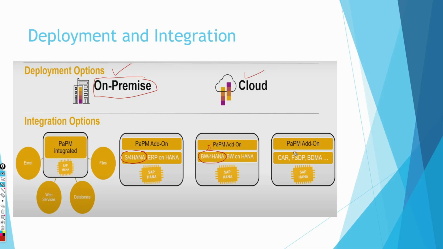Third is FSDP, Financial Risk Data Platform. This is for banking and insurance clients. The data model of those banking and insurance clients is separate, so you can install industry-specific PAPM on top of that. And last is PAPM integrated. This is called the sidecar approach. You take any external SAP system, and on top of that you just install PAPM only, and then you can bring data from different databases.